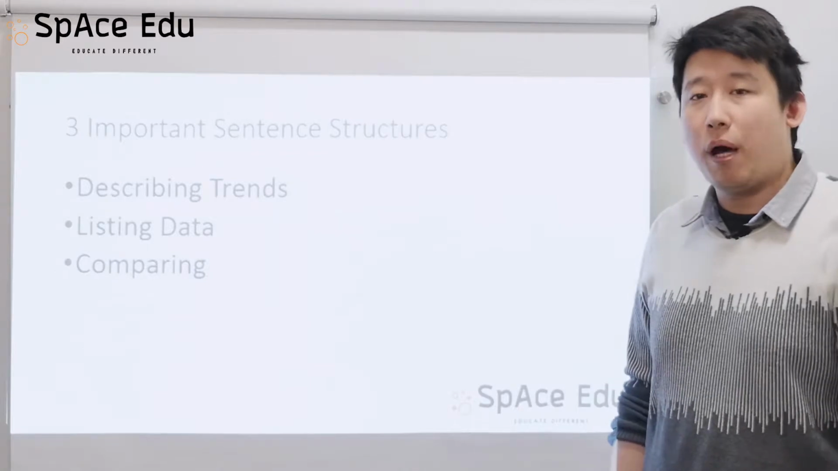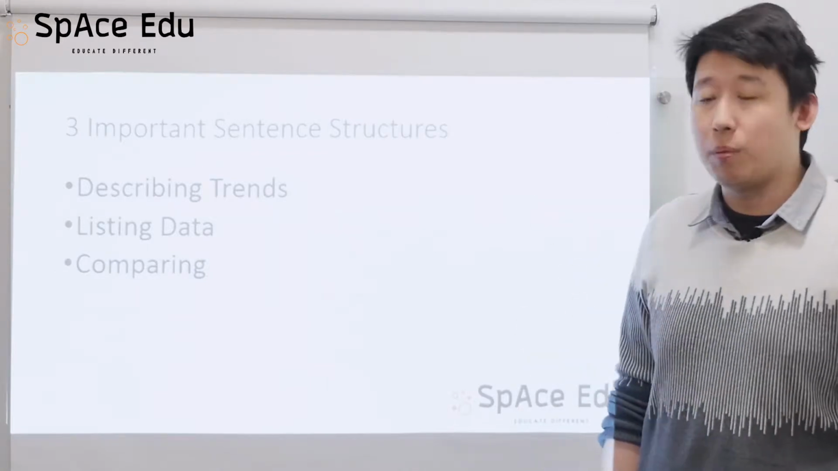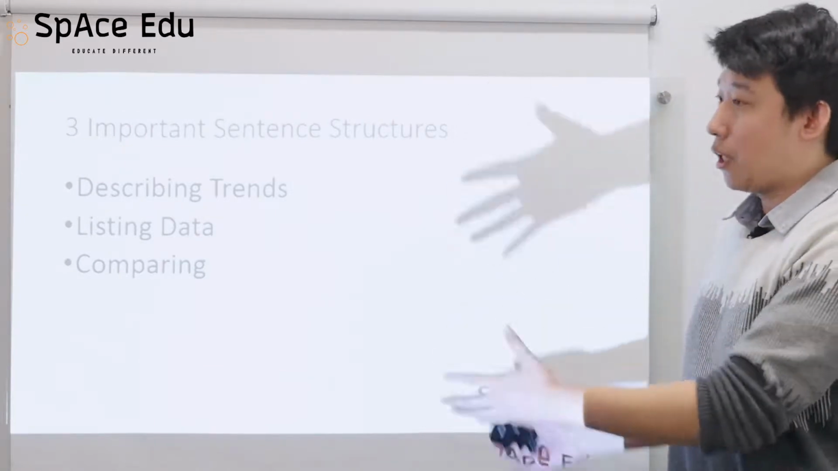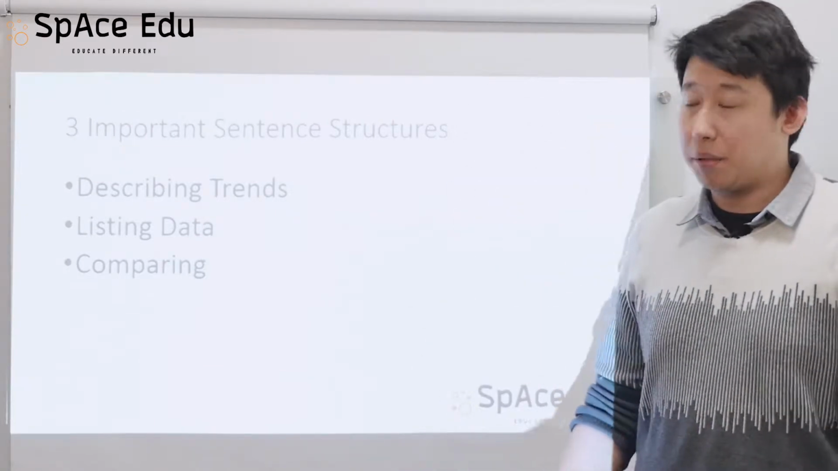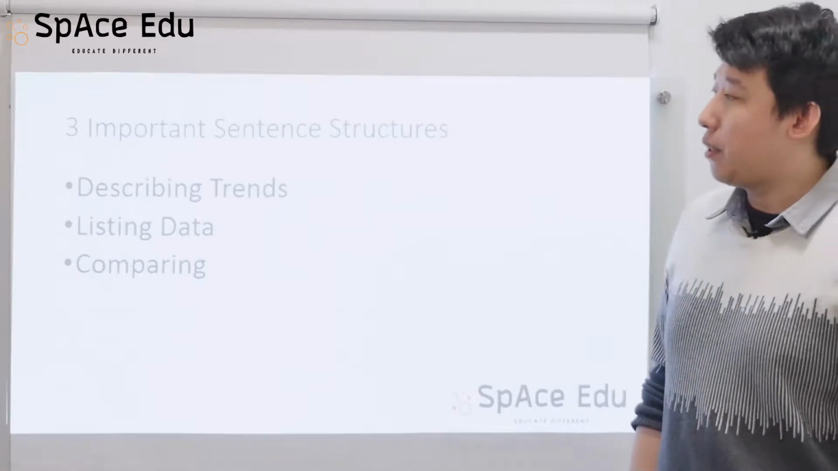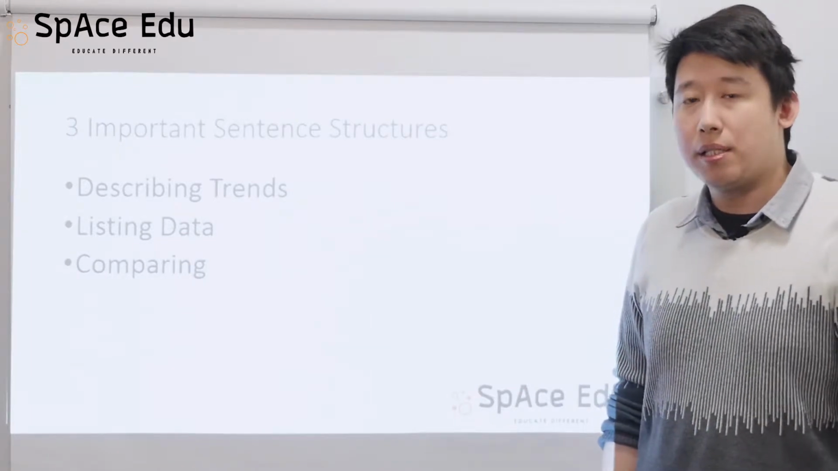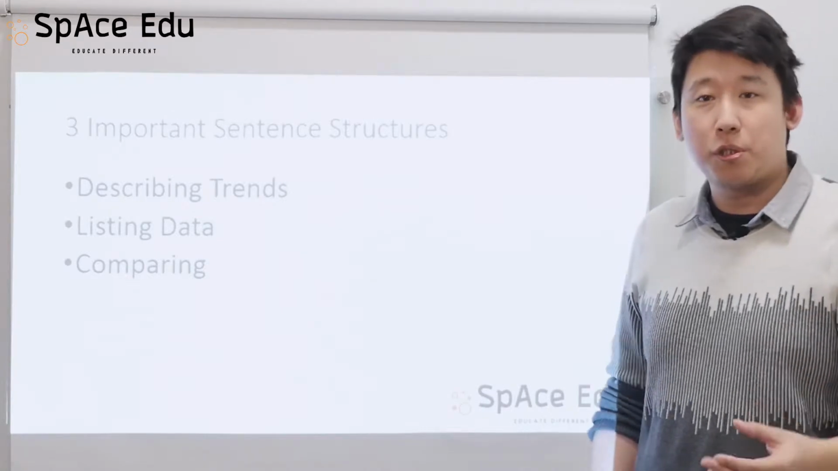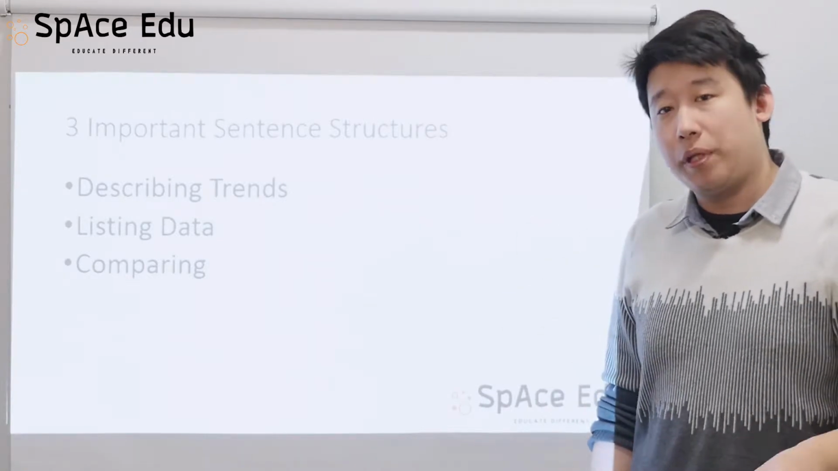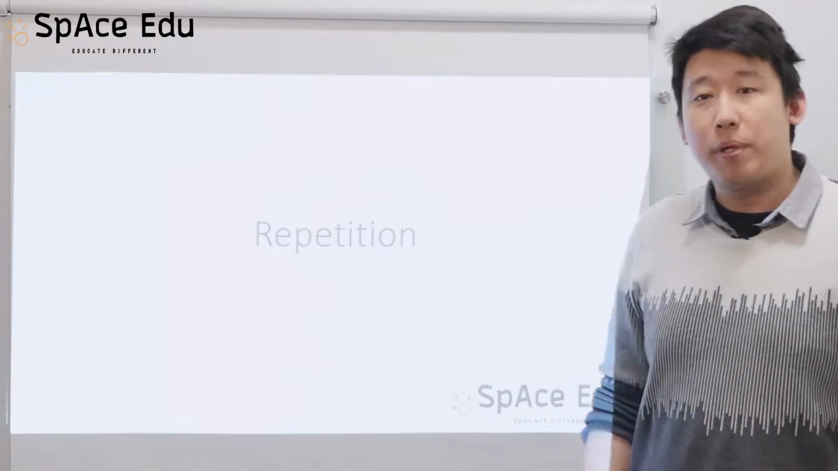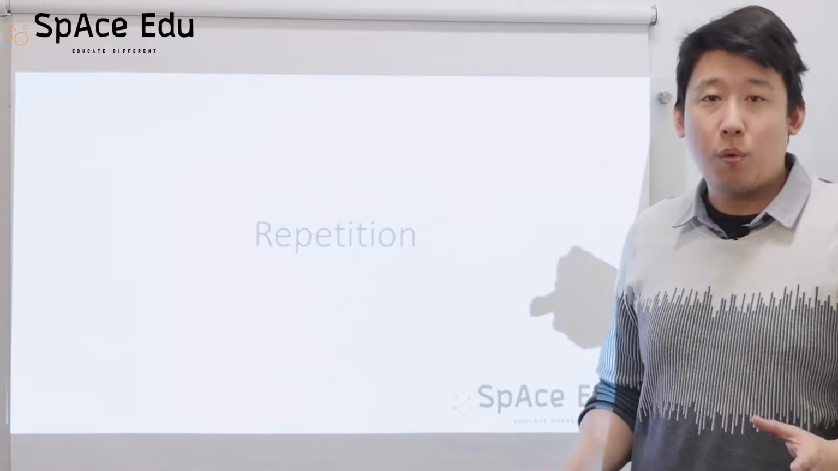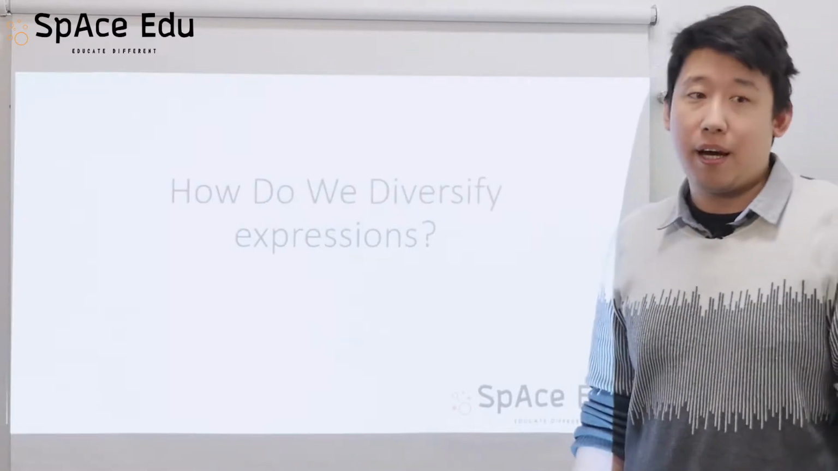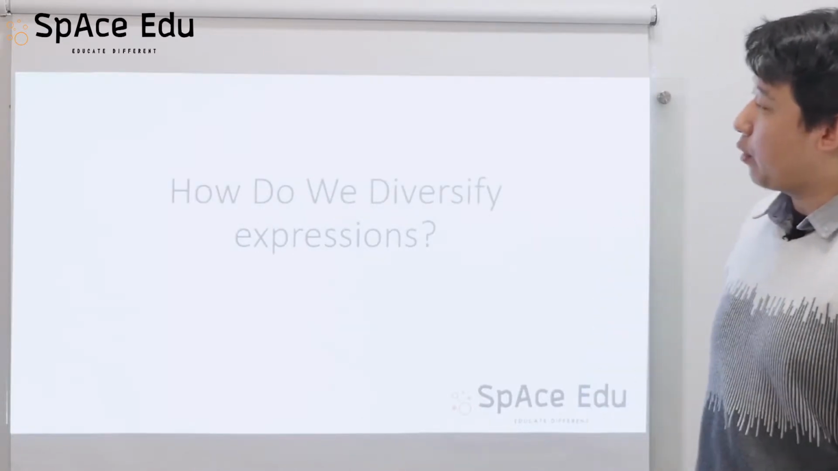In today's video, I'm going to focus on 3 different ways of describing trends, which is the most important thing you need to do because it's all about what IELTS writing task 1 means. The reason why this is so important is that most students seem to only use one sentence structure in describing trends, which is not good because there will be repetition in your writing task 1, and that's going to hurt your grades. So the question is, how do we diversify our expressions? Let's have a look at the first one.